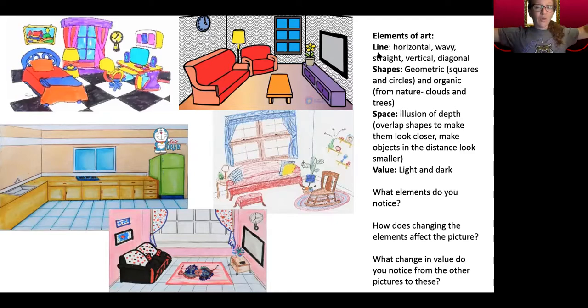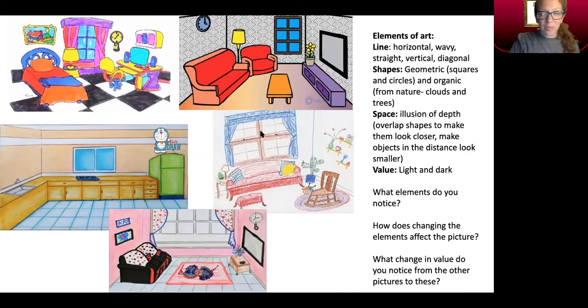Do this with me and say horizontal, wavy, straight. This is also vertical, vertical, diagonal. Ooh, we're getting a good stretch. Go the other way. Diagonal. Good job. Really fast. Horizontal, wavy, straight, vertical, diagonal. Good job. You can see lots of different types of lines in all of these pictures.